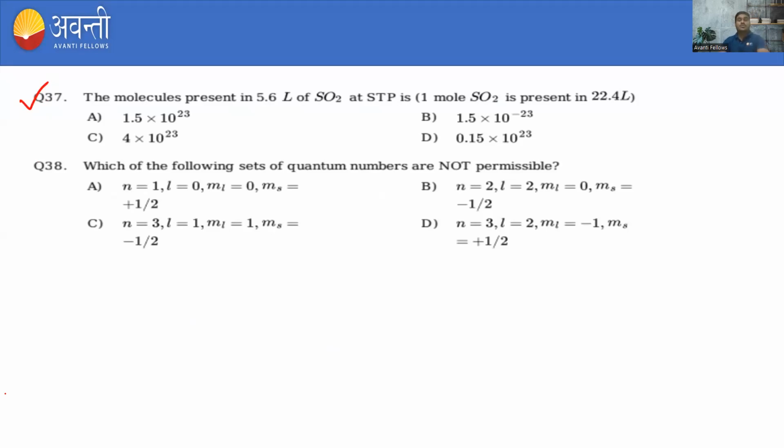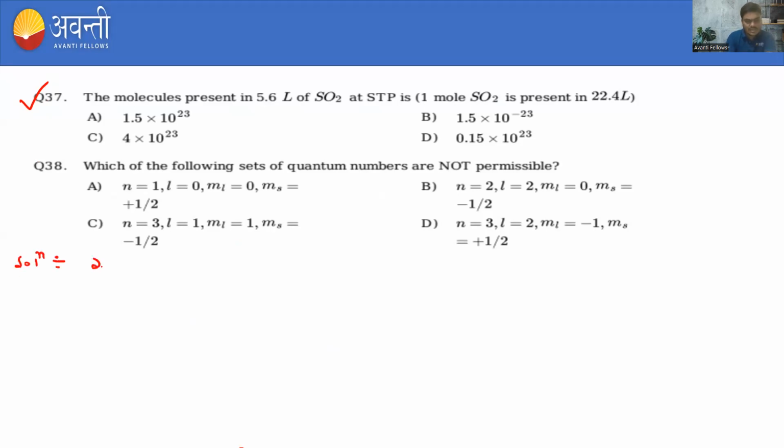Okay. Now move to question number 37. What is question number 37 basically? According to question number 37, the molecules present in 5.6 liter of SO2 at STP are to be calculated, and 1 mole of SO2 is present in 22.4 liter. So you have to calculate the molecules present in 5.6 liter of SO2. Okay? 1 mole of SO2 is 22.4 liter, we already know that. So we all know this thing. This is a very simple mole concept question.